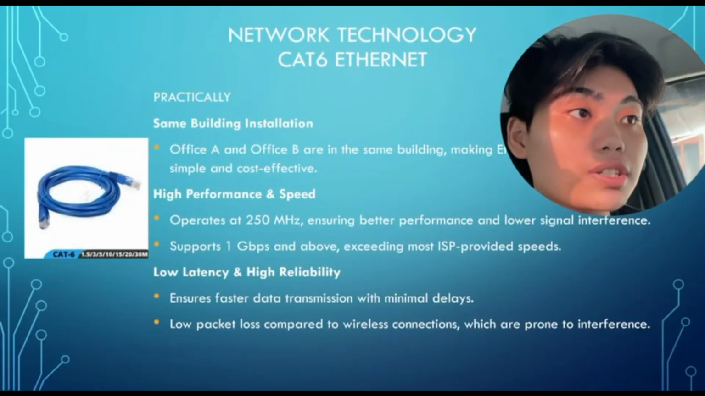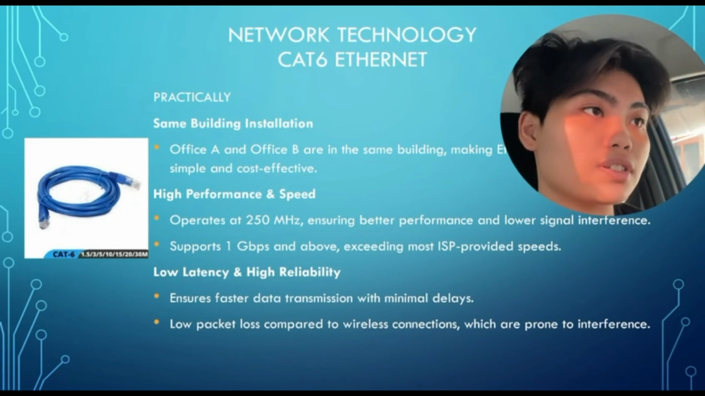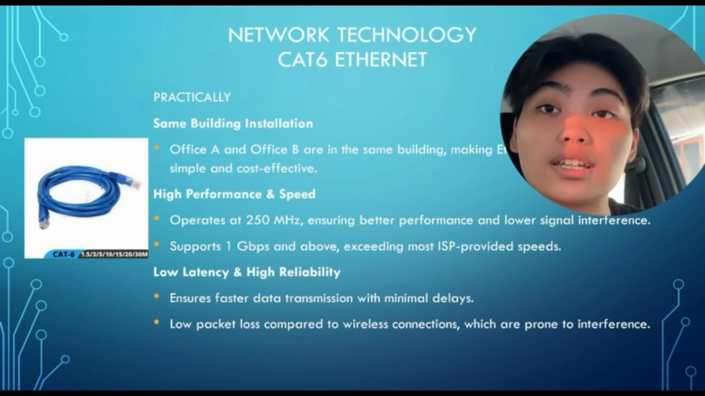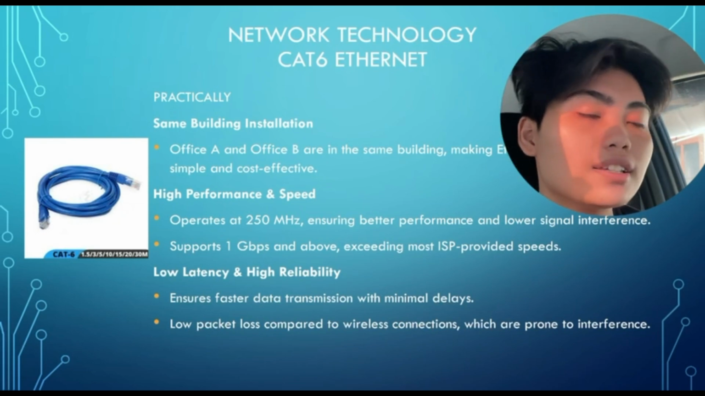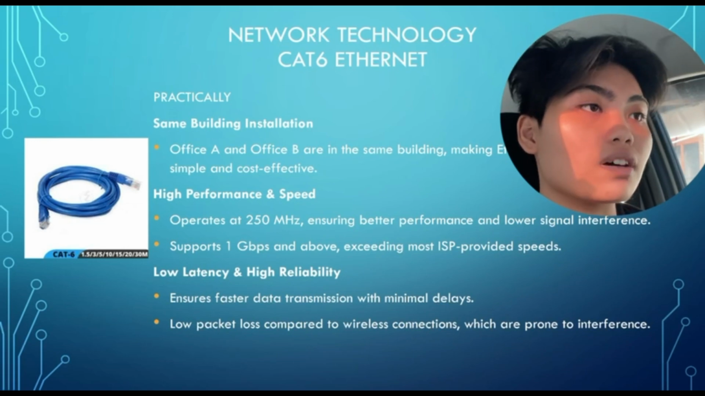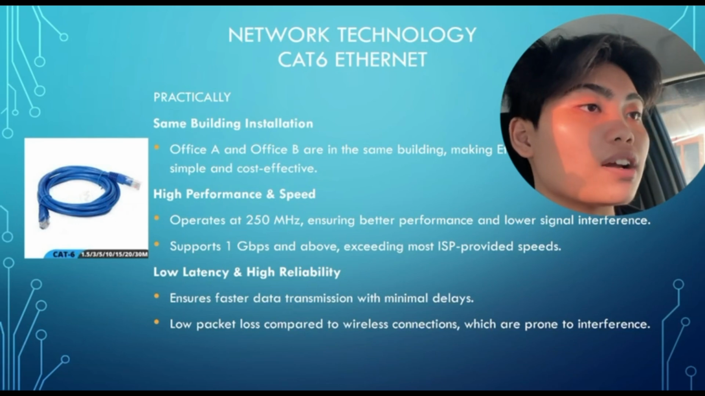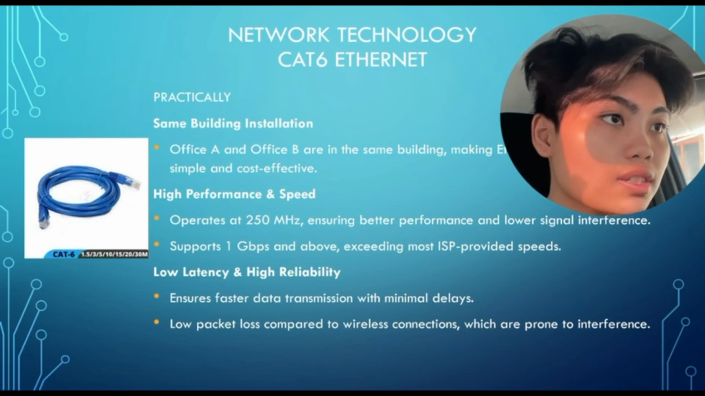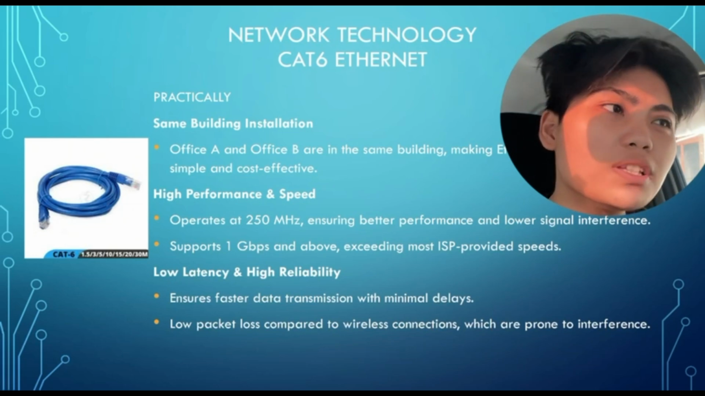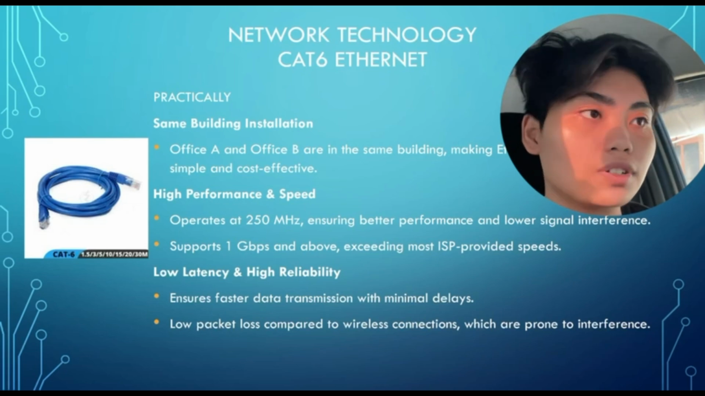For our network setup, we are using Cat6 Ethernet, which is a great choice, especially since both Office A and B are located in the same building. This makes it easy and affordable to install the Ethernet cables without needing complex infrastructure. Cat6 cables are known for their high performance. They operate at 250 MHz, which means they can handle faster speeds and have lower signal interference.